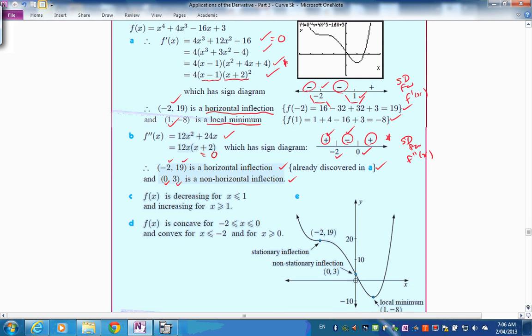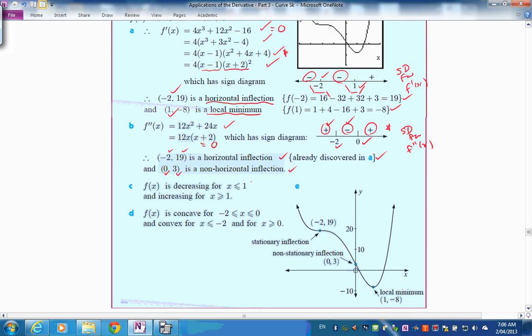increasing or decreasing regions. So f(x) is decreasing for x less than or equal to 1, so that's going back up here to that sign diagram for f dash x. It's increasing for x greater than or equal to 1, where f dash x is positive. So this one's less than or equal to 1, this one is greater than or equal to 1. Going back to the sign diagram up here.